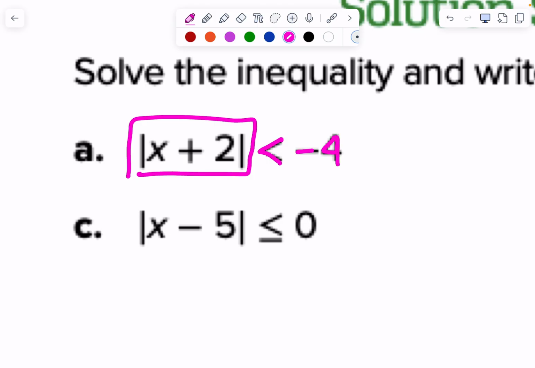You can't. Whatever is inside of here, as soon as I take the absolute value, it ends up being a positive number, true? So it will never be less than negative 4, because numbers less than negative 4 are only negative. So x has no solutions. So you just put no solutions. Do we see why that's a weird thing? Okay, other weird things.